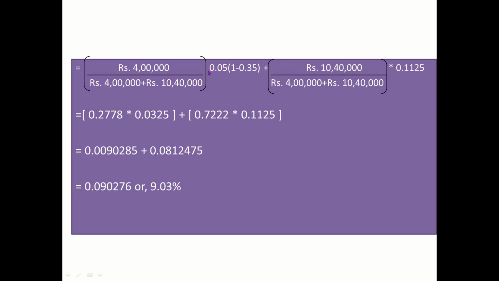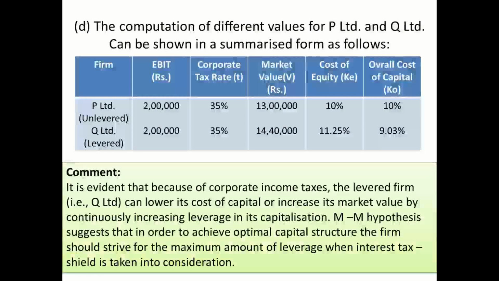This is your 0.05 into 0.65. By simplification, you can calculate separately for this one and for this one, and it will be 9.03%. So in case of Q Limited, the overall cost is 9.03%. In case of P Limited, which is an unlevered firm, the overall cost is given as 10%.